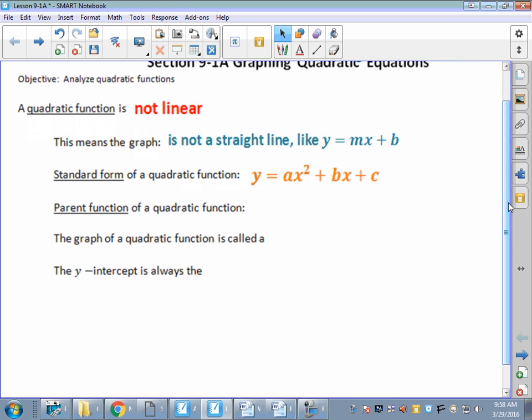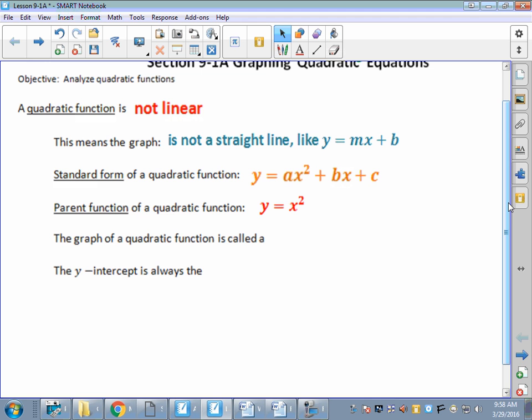I've already written that up at the top. Our standard form for a quadratic function. So standard form, remember, means descending order. Ax to the second power plus something x plus a number. The parent function, the most basic function of this, is y equals x squared, and we're going to talk about that today and what it looks like as far as information, and then graph that in 9.1b.